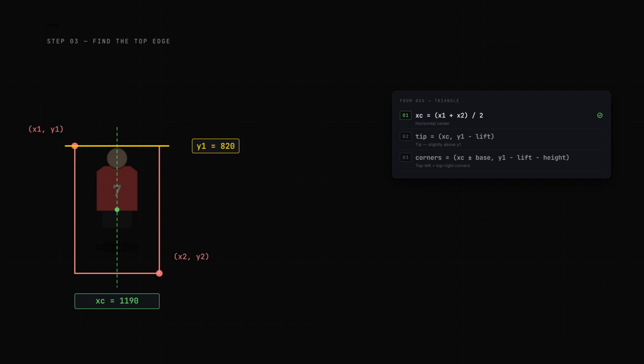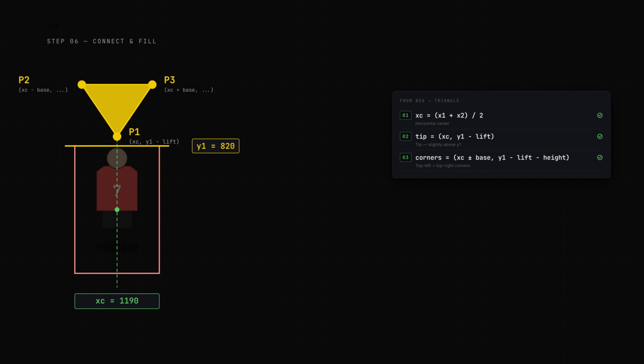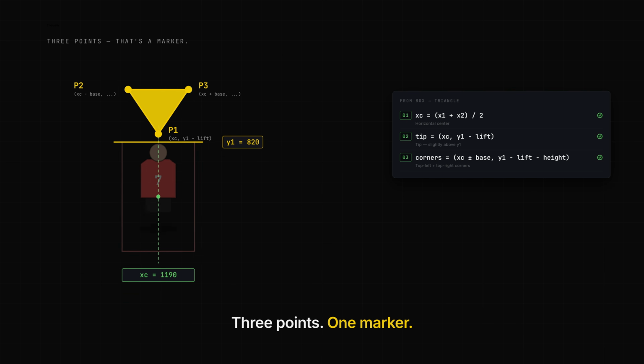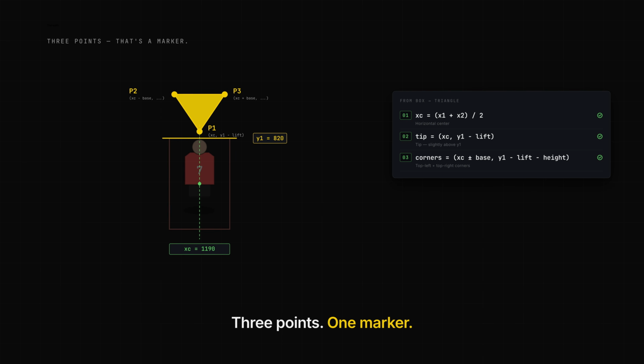First we find the horizontal center of the box. Then second, we target the top edge and offset it upwards. That gives us the triangle's tip. And finally, we'll push outwards and upwards from the tip to set our top left and top right corners, connect those 3 points, fill it up with color, and that's it. We created our custom marker.